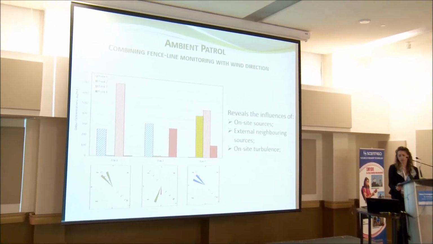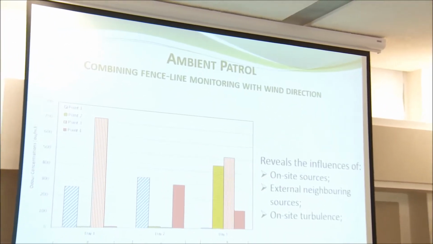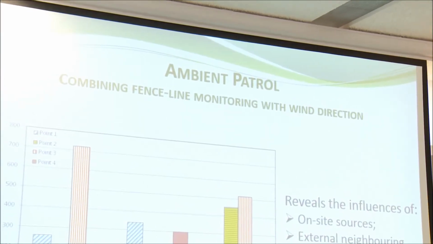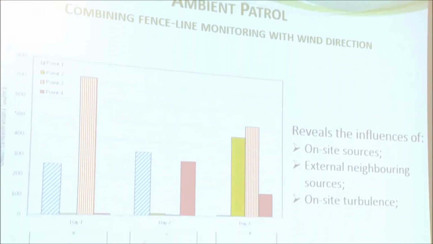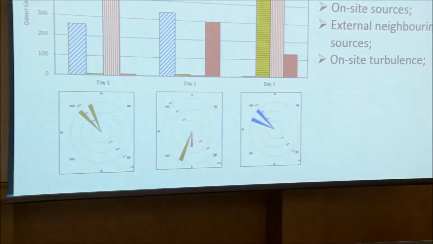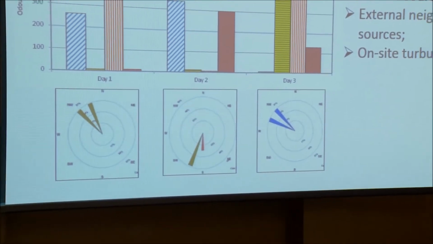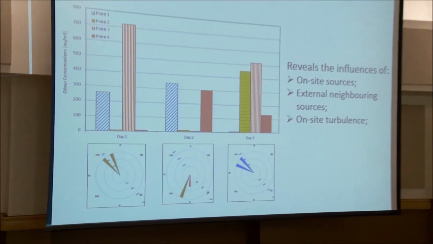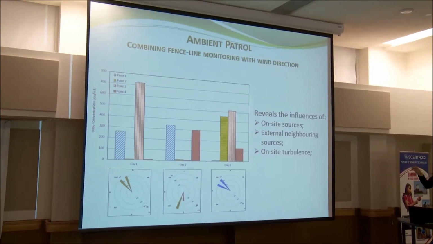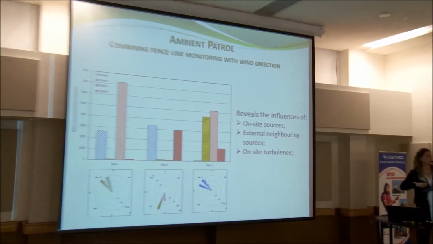Now, Ambient Patrol will give, if you do like 3 days, 4 points, you have 3 columns. If you match them with wind, the wind that was actually at the time of your monitoring, you have different data. Depending on the location of where these points are, just for 3 days, it can give you an idea of which sources were problematic. And actually, was it coming from the site or from a neighbor? That also will tell you that. It can also give you some kind of indication of the turbulence on site. So only 3 days, 4 points. It actually gives you a lot of information.